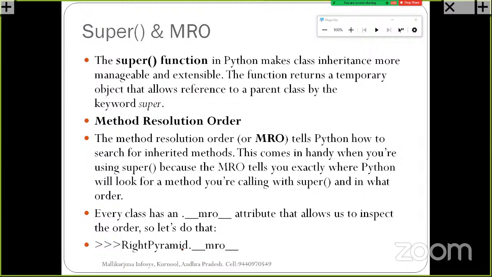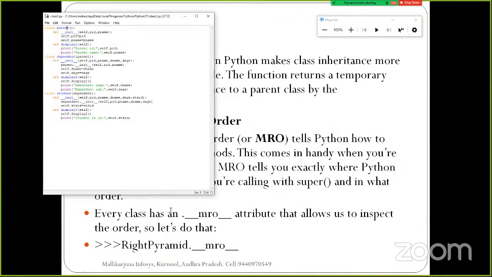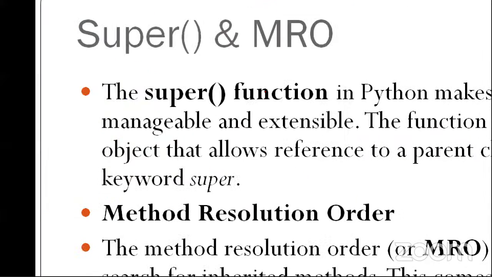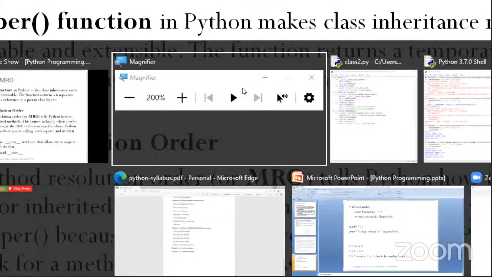So next we have the method called super. Super is a method which is going to represent its parent class. Generally, in the previous program, I called the init method as Parent dot __init__. Instead of that, I can use super.